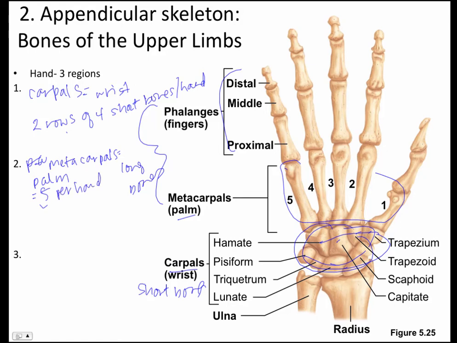And then finally we have phalanges, which we know as our fingers. And of course we also have 5 per hand. And so these are the ones that we can actually wiggle.